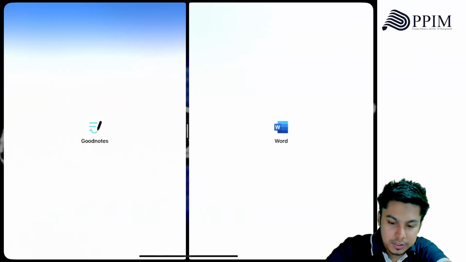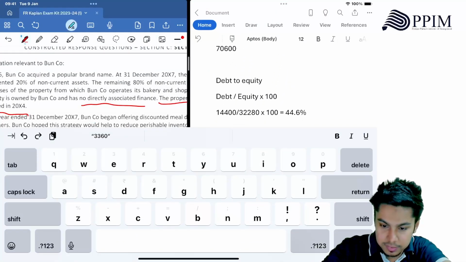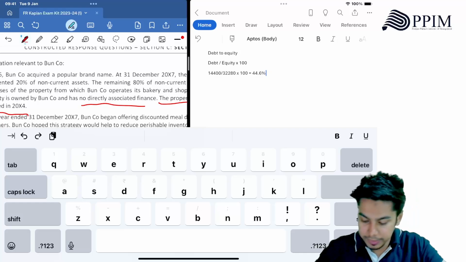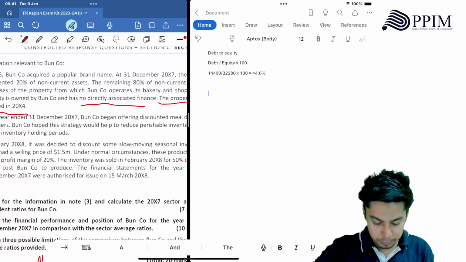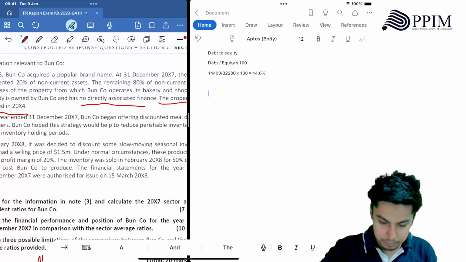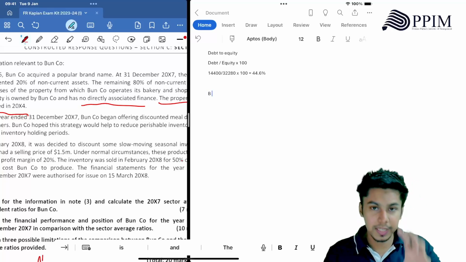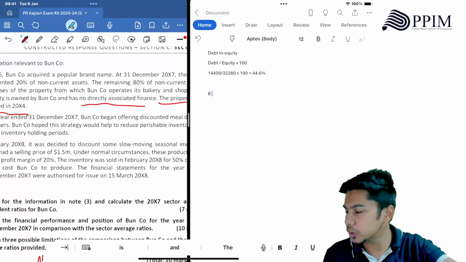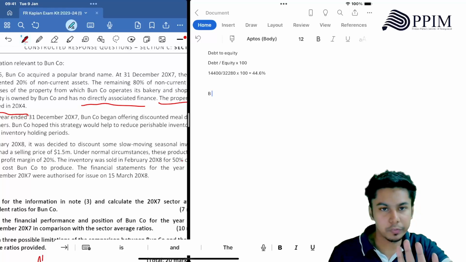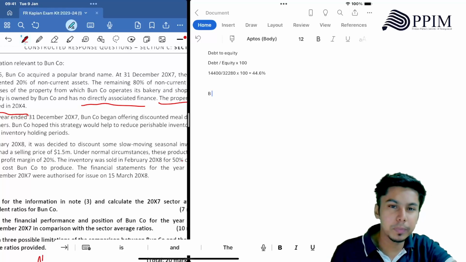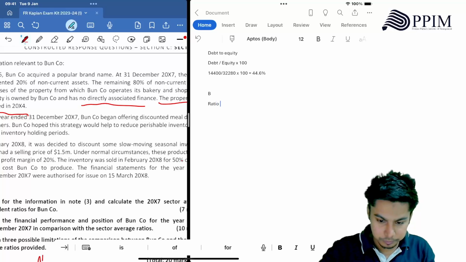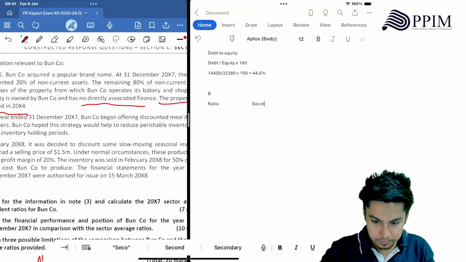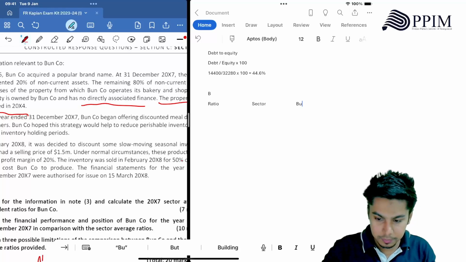Now, guys, shall we start evaluating the question? Let's start together. Put the heading over there, part B. Let's evaluate performance, part B. Okay, guys, listen. I'm going to do a small chart now. That's not compulsory for you, but if it's there, it will be easy for us to evaluate. So I'll write here: ratio, sector, and on the other hand, Bun.